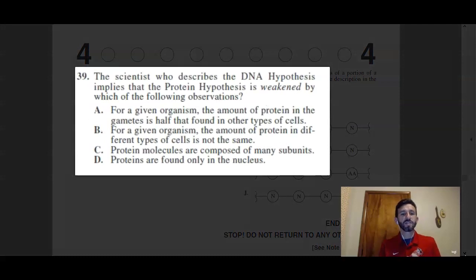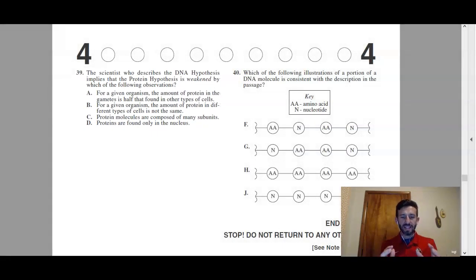The scientist who describes the DNA hypothesis implies that the protein hypothesis is weakened by which of the following observations? Okay, so here the DNA hypothesis scientist is trying to say the protein hypothesis is weak because of this evidence. And the evidence that he mentioned is that the amount of protein changes between all the cells. So how can it hold the genetic information if even within the same body, the same organism, every cell has a different amount of protein? Okay, it would have to be consistent between the cells. That genetic information is very important.